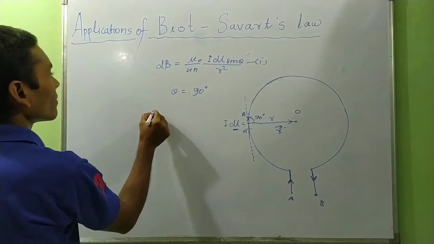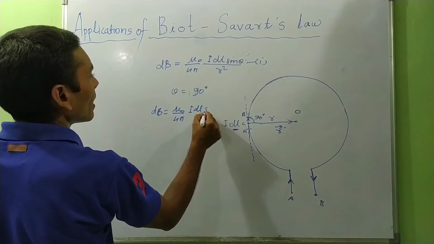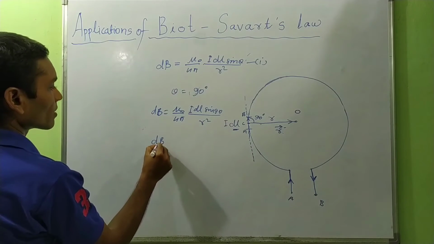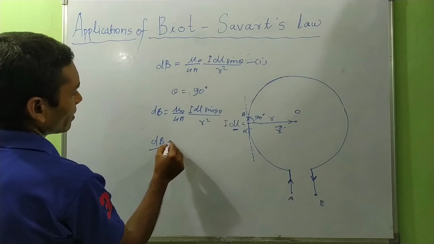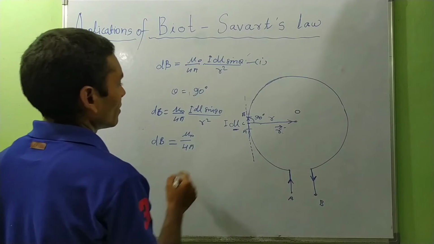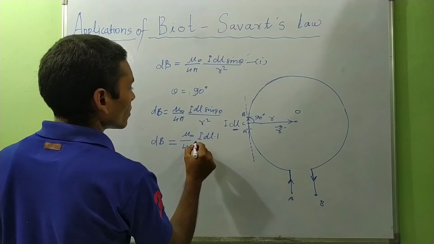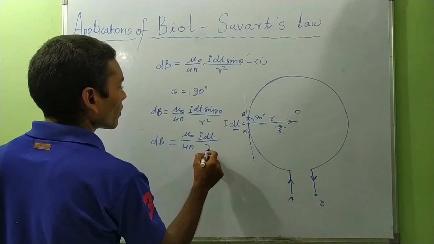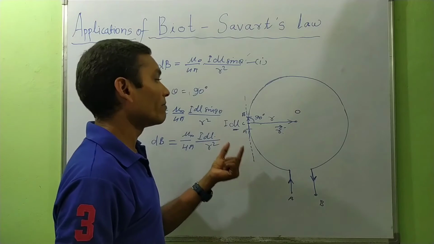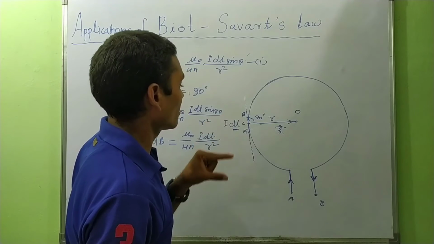On putting the value in this equation, dB will be mu naught upon 4 pi I dl sine 90 degree upon r square. But what is the sine 90 degree? Sine 90 means 1. So here mu naught upon 4 pi I dl upon r square will be there. This is the intensity of magnetic field or only magnetic field at the center of this circular loop due to this small element.